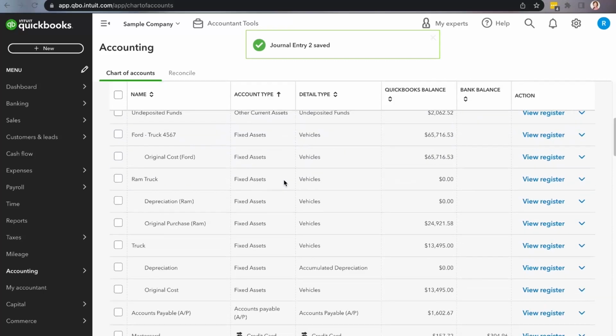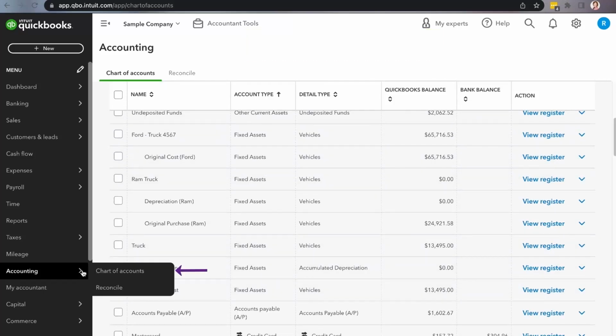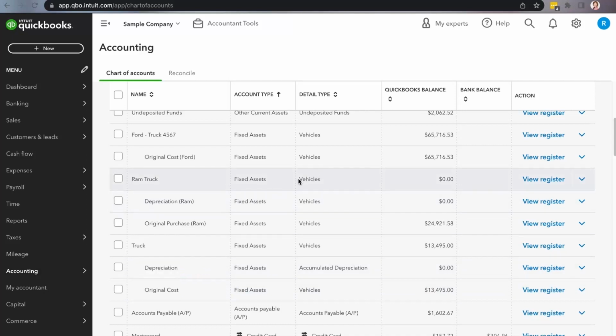Let's look at what happened inside of our chart of accounts. Remember, go under accounting, chart of accounts is going to be how you get here. So now you'll notice the RAM is 0 and the depreciation is 0. Now, let me check and make sure I missed something, and this is good. I'm glad that I gave this example because look at my 24,000 is still sitting there. So in my transaction, I probably put it to the Ram truck instead of the original. So I just want to check that real quick.